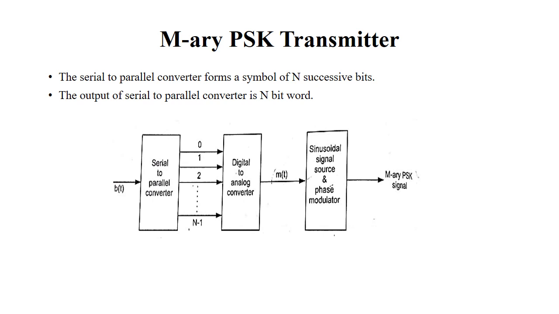So the output of the digital to analog converter will remain unchanged till the last bit is received. So that is 2 power N is equal to M different values. So this modulator will modulate the phase of the sinusoidal carrier and it will depend upon the amplitude of the symbol m of t.